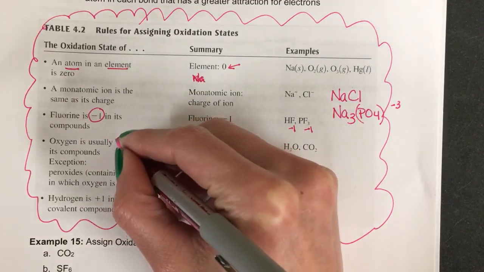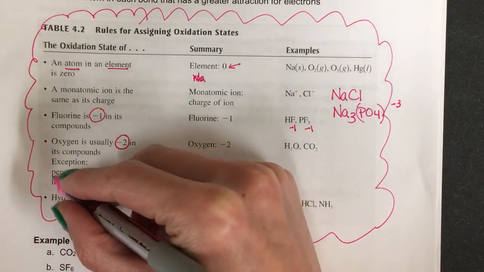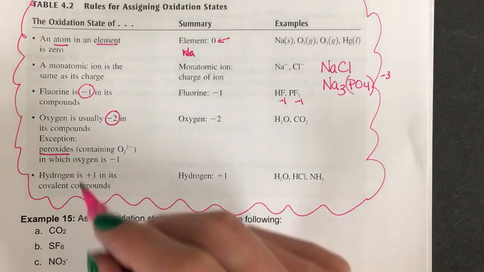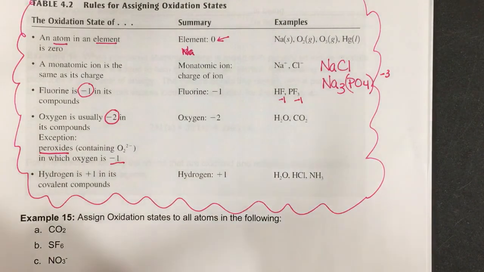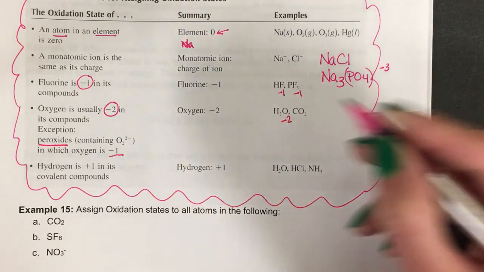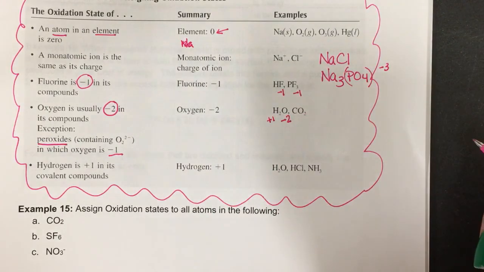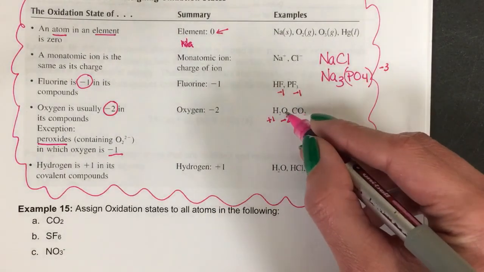Oxygen is usually a -2. When it's an element, it's 0. When it's in a compound, it's going to be a -2. There's one exception, which is peroxide. Peroxide is a polyatomic ion. It's O2, 2 negative. So each one of those oxygens has a -1 charge. Okay? In this case, H2O, O is a -2. So each one of my H's has to be a +1 to cancel out. Plus 1 plus 1, negative 2, they cancel out.